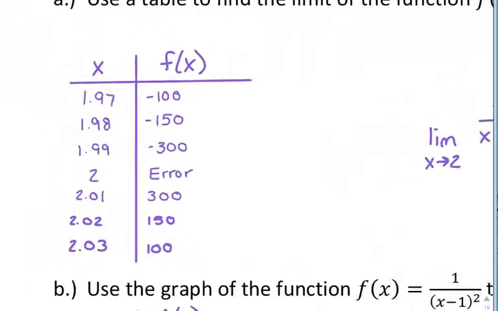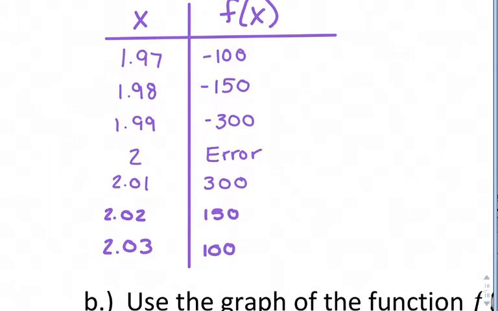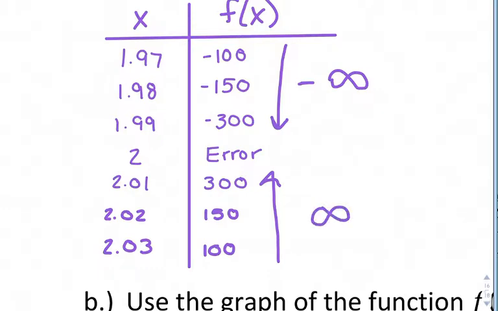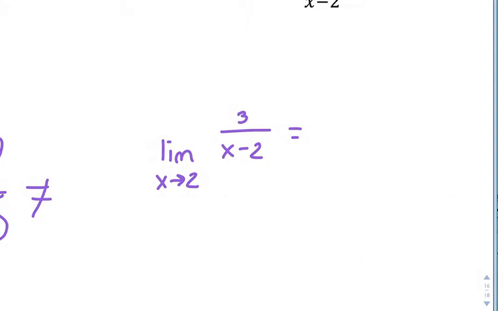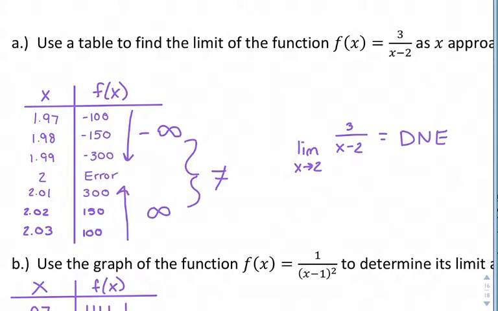Looking at the table now, as I'm approaching 2 from this side, my numbers are getting smaller, so it's approaching negative infinity. However, as I'm approaching 2 from my right hand side, I notice it's going 100 to 150 to 300, so those are getting bigger and they're approaching infinity. Since negative infinity and infinity do not equal each other, that means this limit does not exist. So you're looking at the left side and right side. If they're equal, then that's your limit. If not, it does not exist.